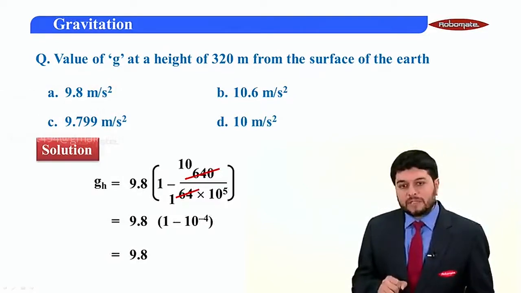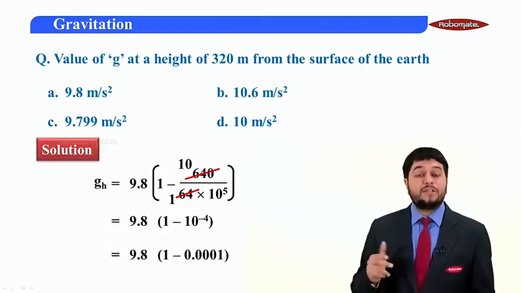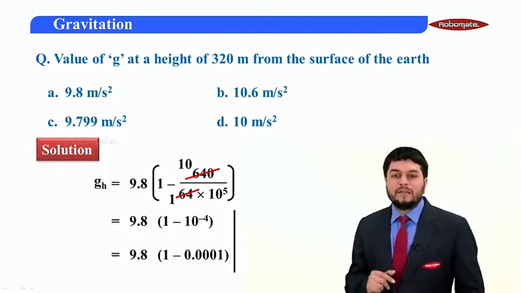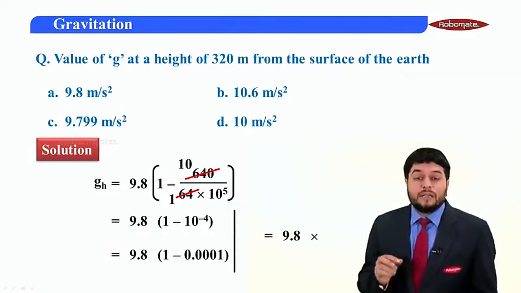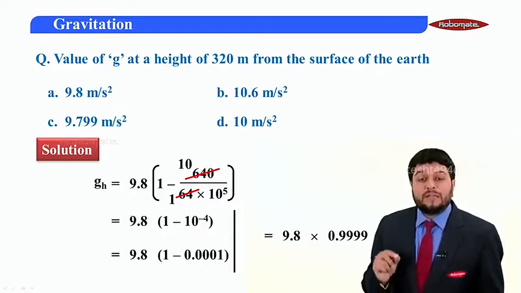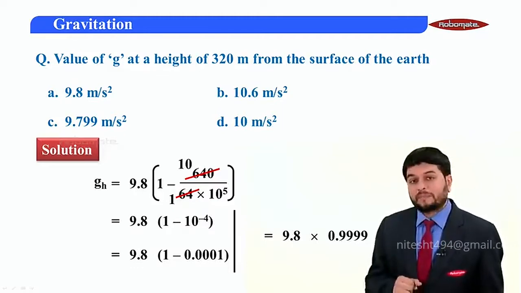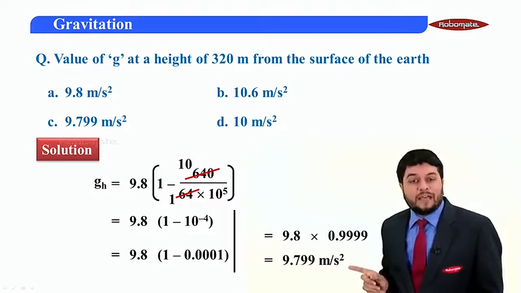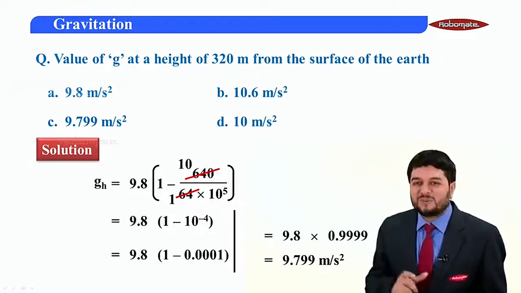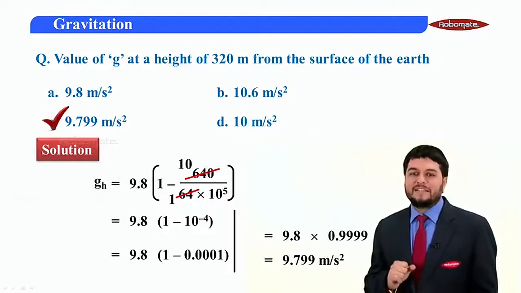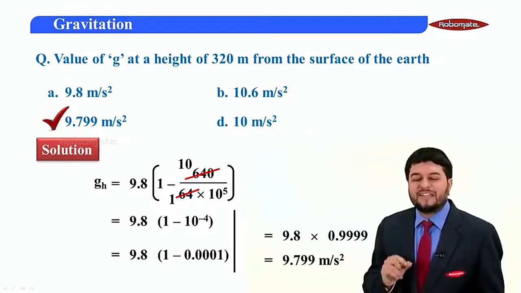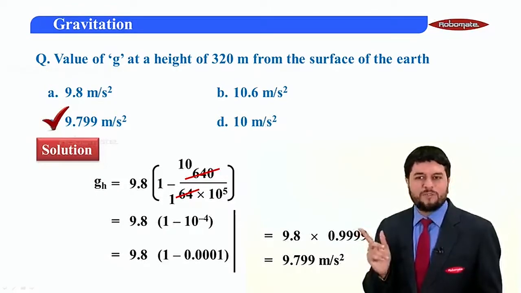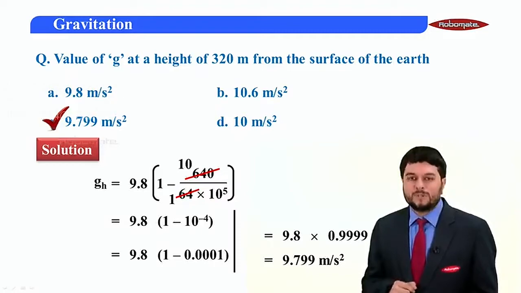So solving the brackets first, 9.8 brackets 1 minus 10 raised to minus 4, that is 0.0001. So 1 minus that becomes 9.8 into 0.9999, which is equal to 9.799 meter per second square. So what's the answer? Yes, the answer is option C, 9.799 meter per second square. Actually it's almost 9.8, but the options were very close by, that's why we needed to solve this.